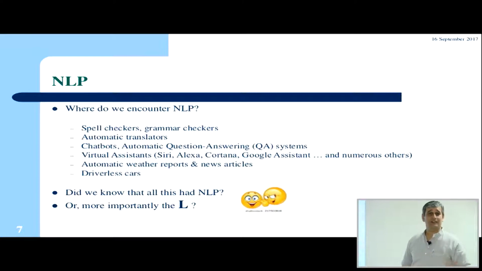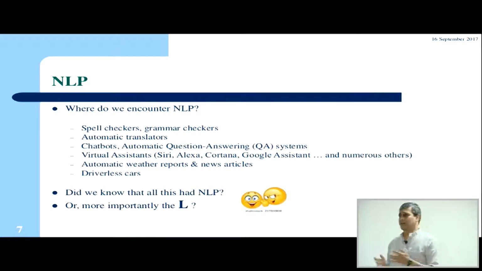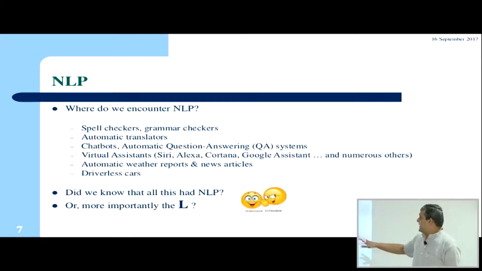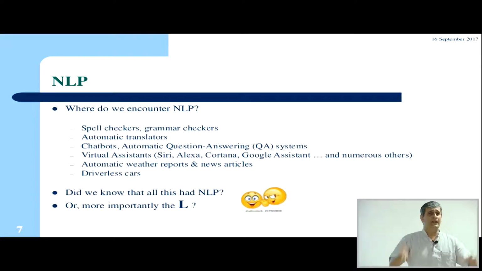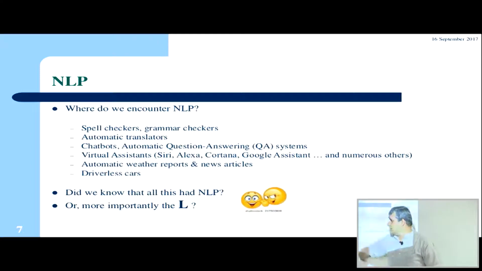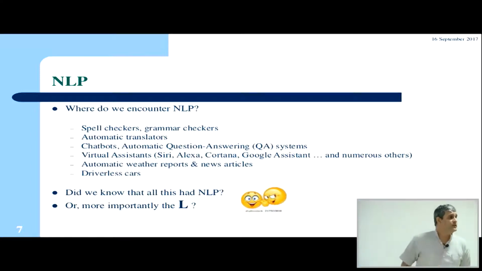But these days, any startup you come across wants to create a chatbot for whatever, for health, for finance, for call center automation, etc., etc. So chatbots and automatic question answering systems. Then you have virtual assistants like Siri, Alexa, Cortana, Google Assistant, and so on. Again, there are a lot of startups that want to build virtual assistants, automatic scheduler systems, meeting schedulers, etc. Then you have automatic weather reports and news articles.